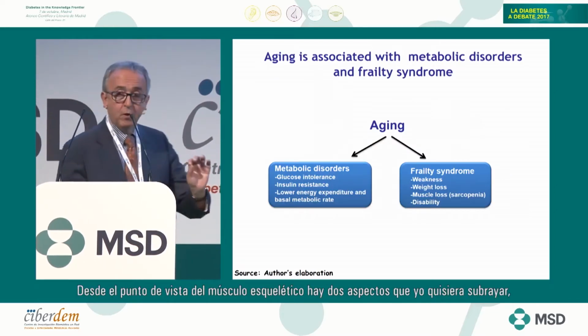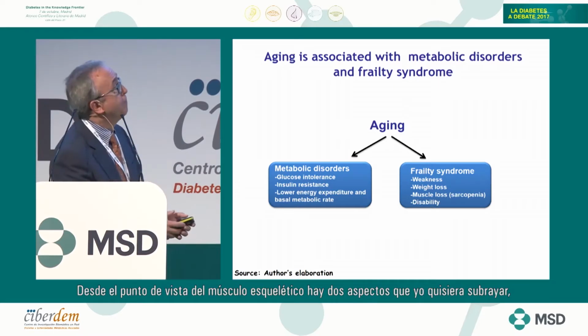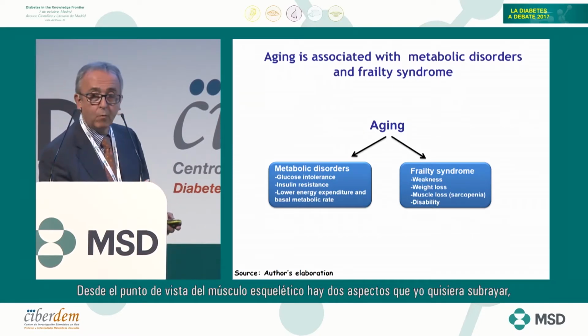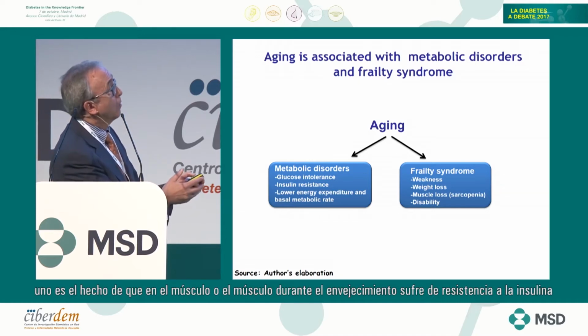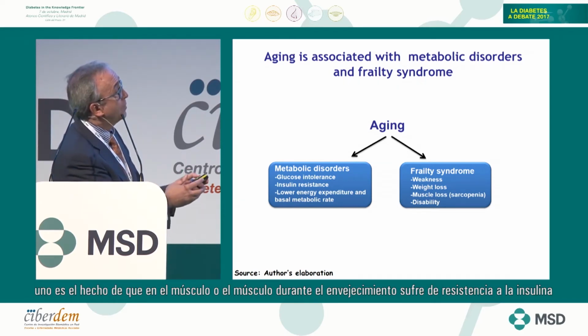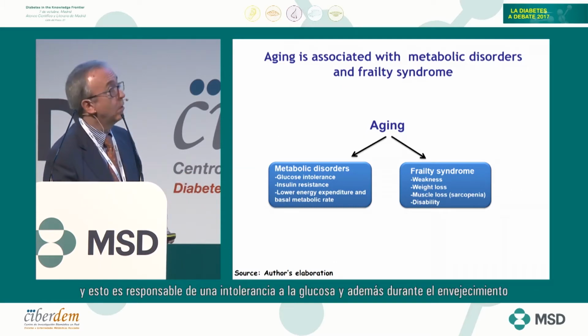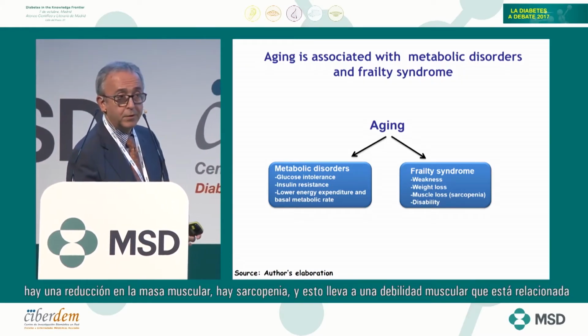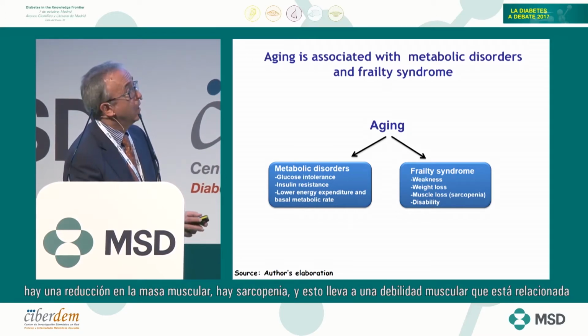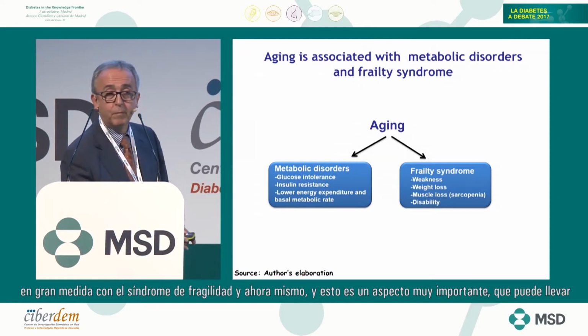Okay, from the point of view of skeletal muscle, there are two aspects that I want to emphasize. One is the fact that muscle, during aging, suffers insulin resistance. This is responsible for glucose intolerance. And in addition, during aging, there is a reduction in muscle mass. There is sarcopenia. This leads to muscle weakness, and this is related very much to the frailty syndrome.